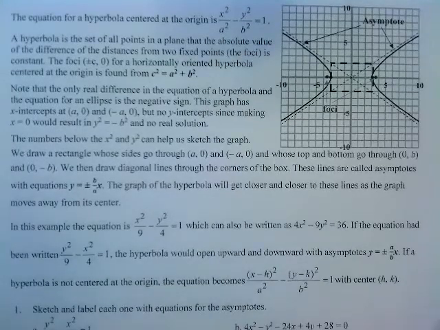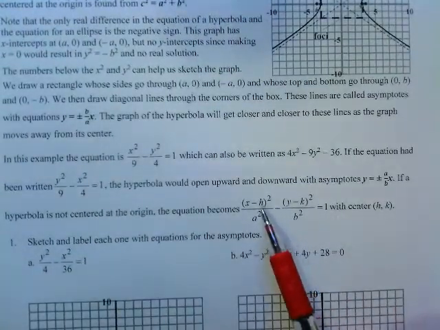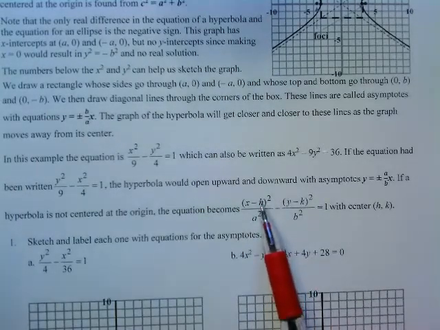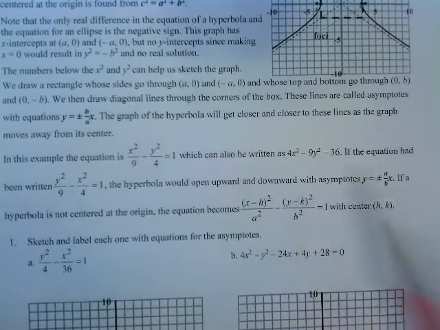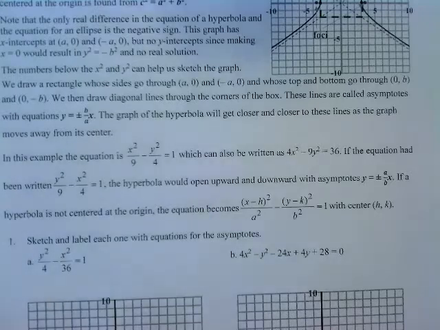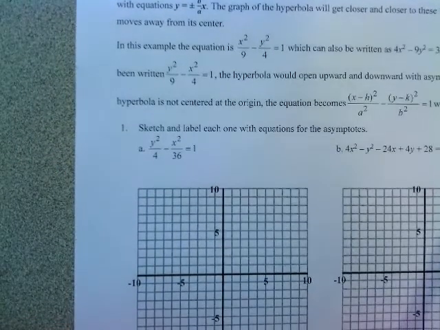Now, if it is not centered at the origin, then just like for circles and ellipses, we have our center h, k. Again, signs have to be opposite of whatever you see inside the parentheses. But really not as much work as we had last time. So let's go ahead and see a couple of examples, and that'll finish it up for Chapter 6.